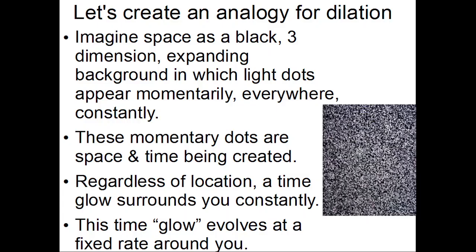So if you film the TV screen and then play it at fast forward, you will see a screen that's constantly lit. That's what we experience everywhere, a constant time glow surrounding us. In this analogy, space is the black background on the screen, and the glow is time evolving at a fixed rate around us. Once a time pixel fades, only the enlarged black fabric of space remains.